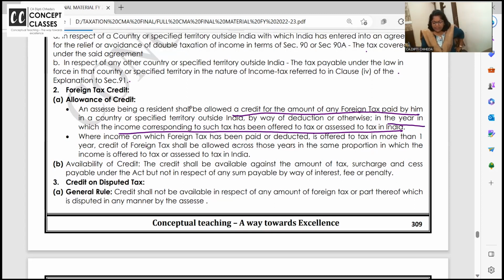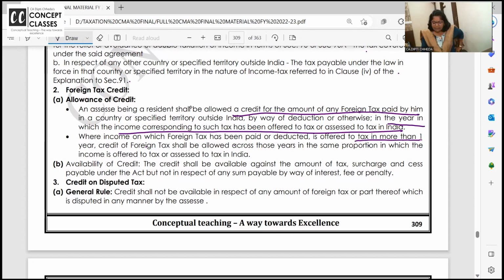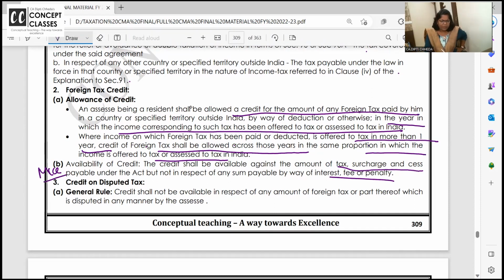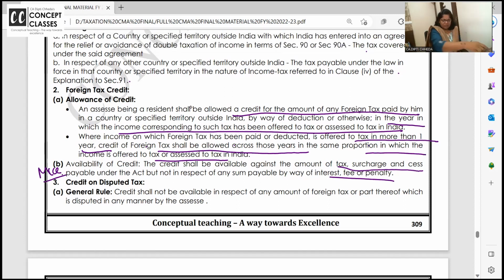Where income of a foreign country has been paid or is offered to be taxed in more than 1 year, credit shall also be allowed in the same proportion in more than 1 year. Credit shall be available against the amount of tax, surcharge, cess payable under the Act, but not in respect of interest and fees. Very important for objective questions, MCQs, जो आपको लिखना है. अच्छा point है ये.